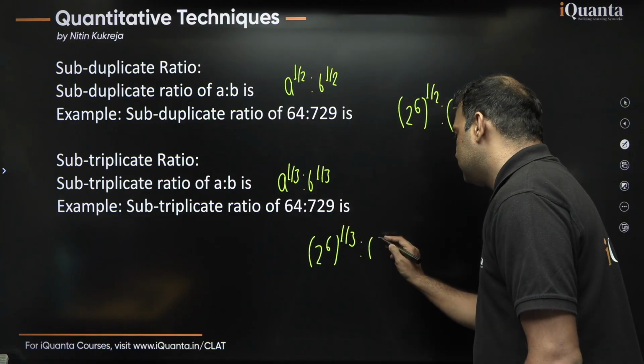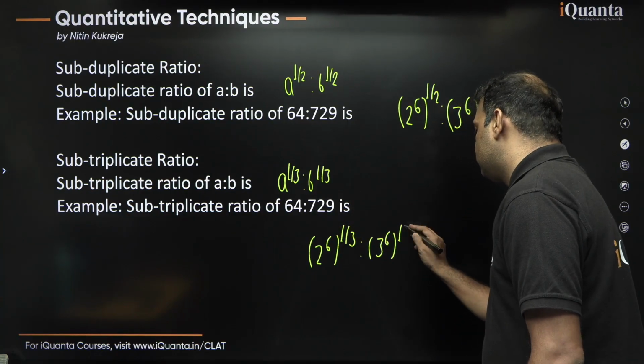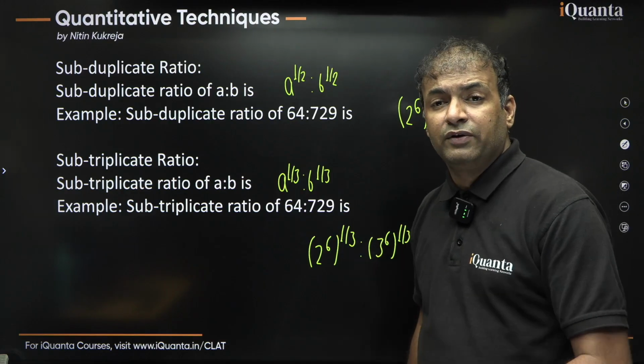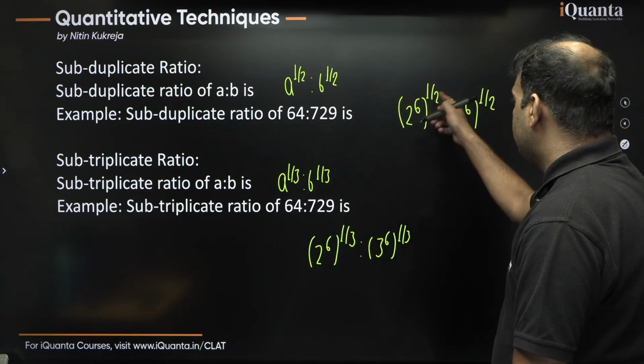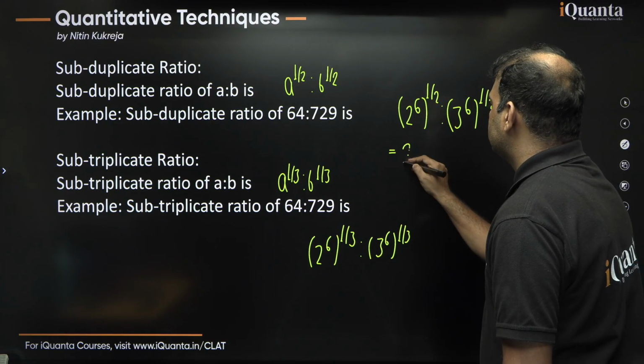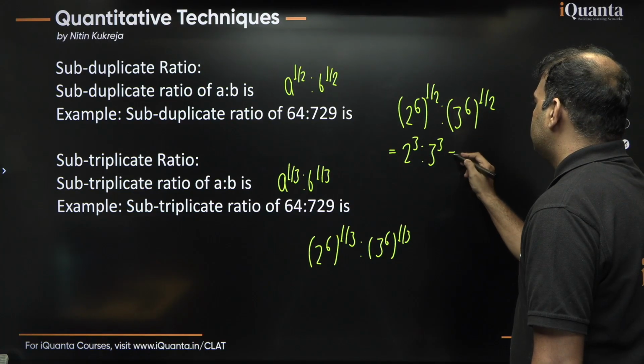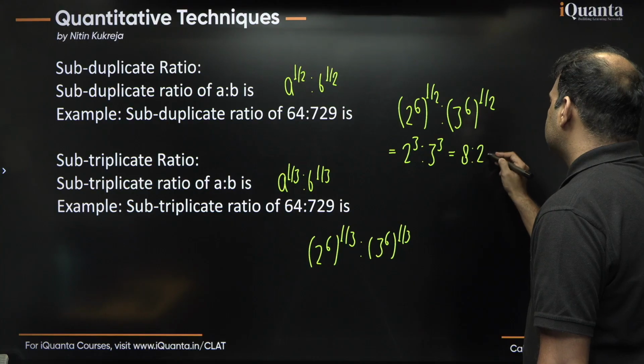Similarly, 729 is 3 raised to power 6 and power 1 by 3. Now we all know the basic properties of indices, that power on power always gets multiplied. So here we can say 6 into half is nothing but 3. Similarly here 6 into half is nothing but 3. That should be how much? 2 cube is 8, 3 cube we can say is 27.